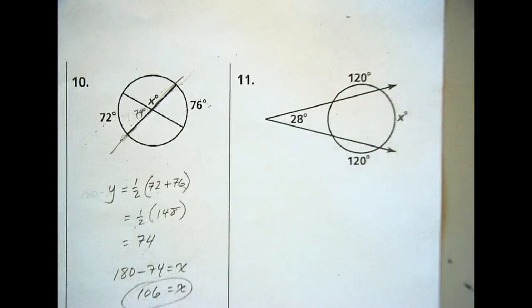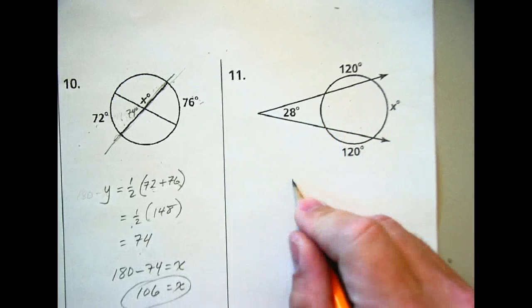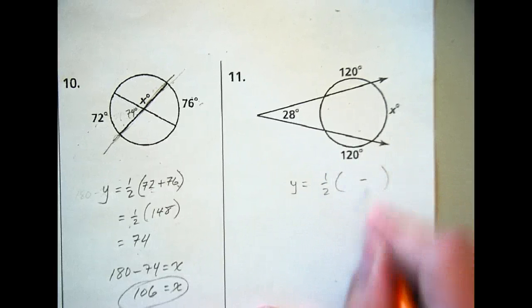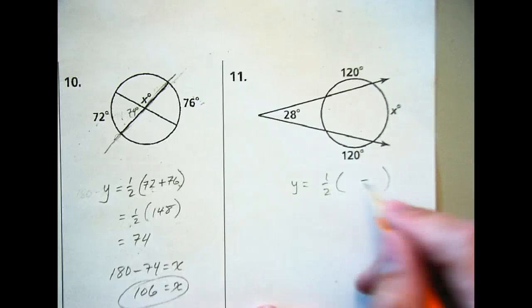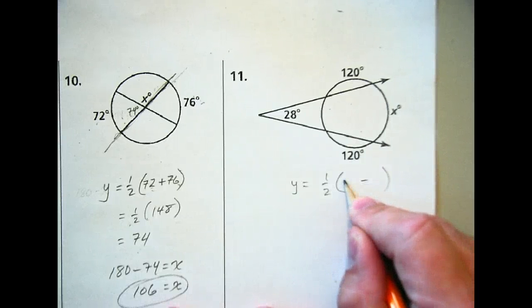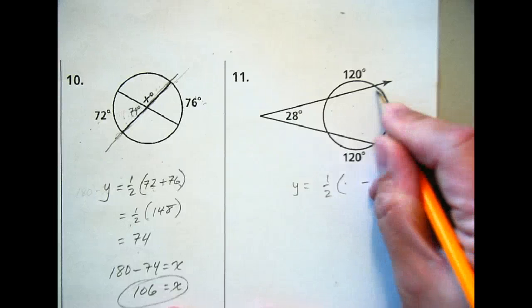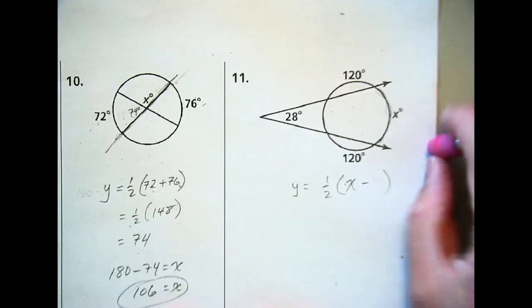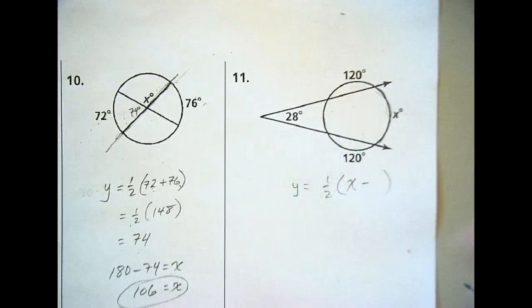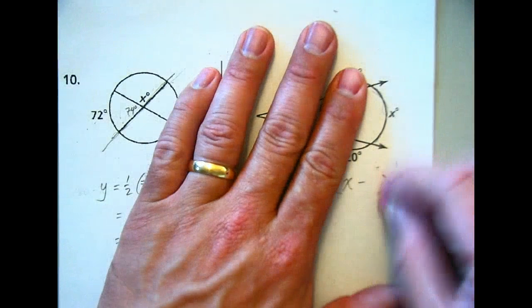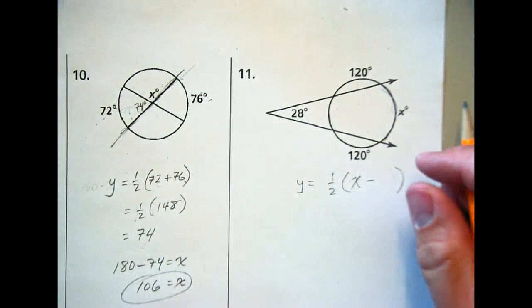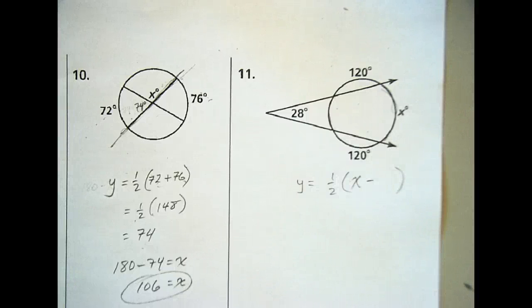Hey, let's try number 11. Are we adding or subtracting? Subtracting. It's 1/2 of that minus that. So big arc minus small arc. What's the small arc? Oh, it's 360 minus 240.